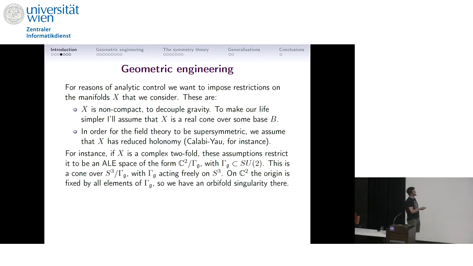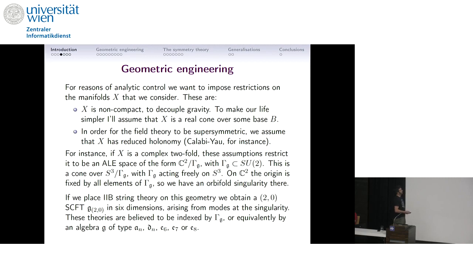It's a cone over S3 mod gamma, with gamma acting freely. So the base of the cone is not singular. On C2 itself, you have a singularity at the origin, and it's in the singularity that the field theory lives. But we want to look far away from the singularity to extract the symmetry structure.